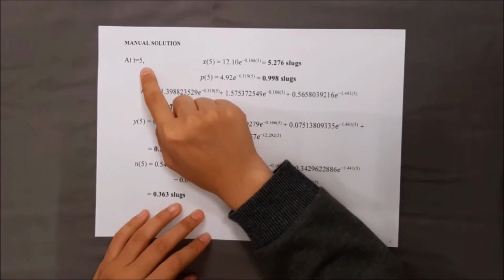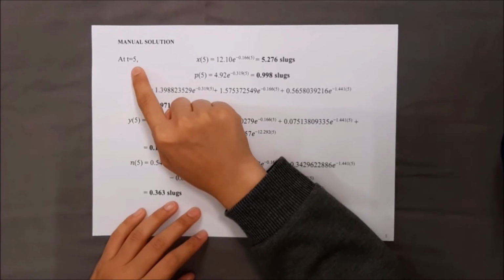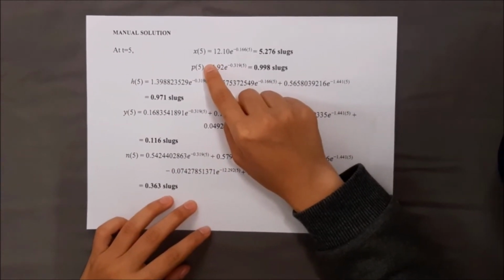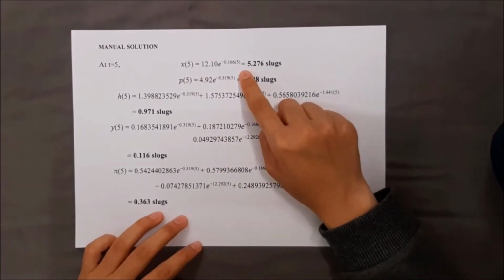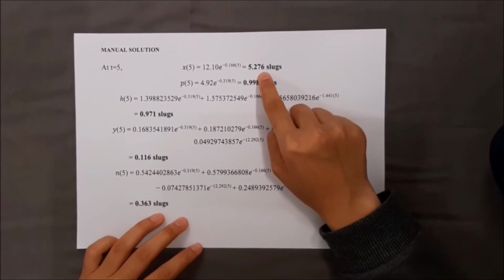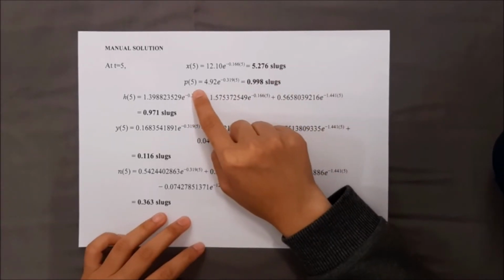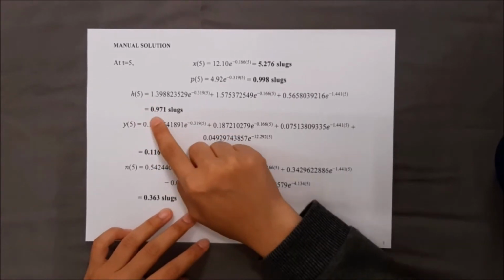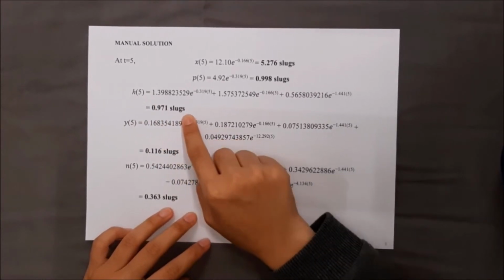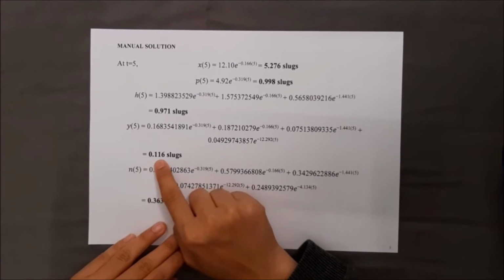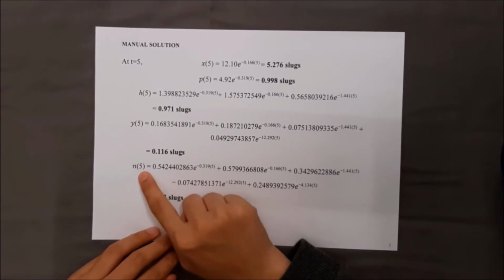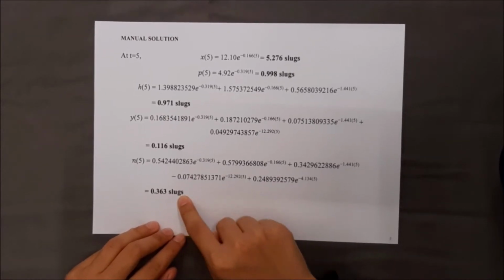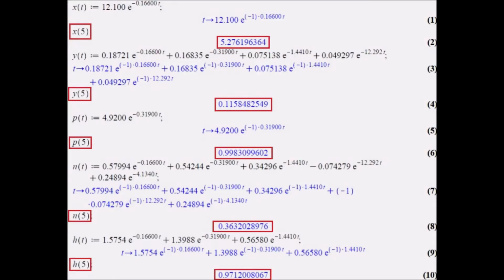At t equals 5, which means time equals 5 years, we substitute into each equation. At t equals 5, we get X(5) 5.276 slugs, P(5) 0.998 slugs, H(5) 0.971 slugs, Y(5) 0.116 slugs, N(5) 0.363 slugs. This is the computer-aided solution for our project.